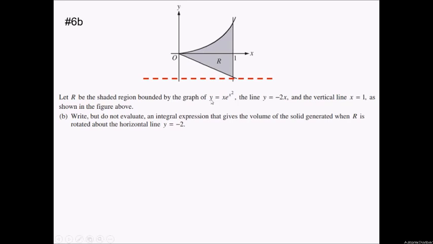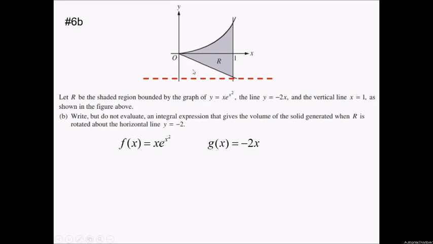Before I even set anything up, though, in order to make this a little bit easier, I'm actually going to give these two functions names. I'm going to call this first one, this x e to the x squared one, f of x, just so I don't have to keep writing it every single time I want to use it. And then this other one, the line -2x, I'll call that g of x.